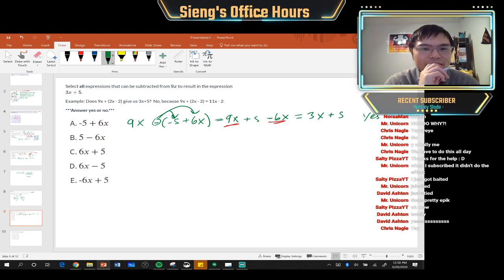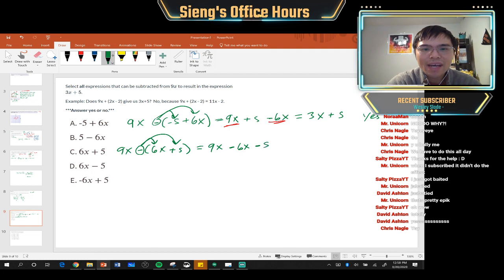Let's try again with C. So if I did 9x minus the quantity 6x plus 5, again, I put that minus sign into each one of those. I get 9x minus 6x minus 5. Simplify that: you have to combine things that are similar to each other. 9x minus 6x is 3x minus 5. So with C, I can see that it doesn't equal 3x plus 5, so that's going to be no for C.